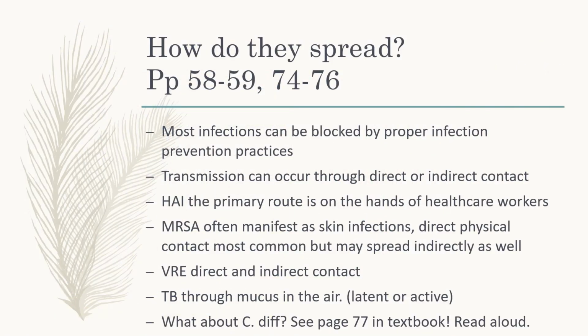Okay, so how do they spread? Most infections can be blocked by proper infection prevention practices such as cleaning and washing your hands. Transmission can occur through indirect or direct contact. Direct contact would be like you shook somebody's hand. Indirect contact would be if I touched a doorknob and then somebody came behind me and touched that same doorknob without it being cleaned in between.